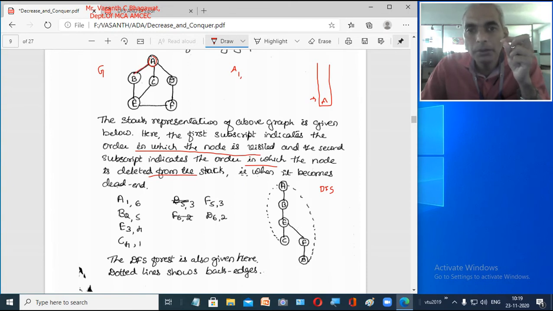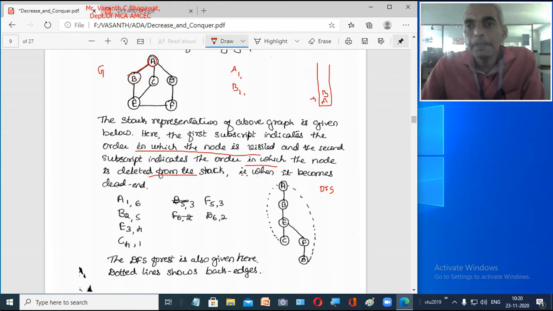Since you are visiting B, B should be marked as visited. So we push B into our stack. In the stack, we are going to push the element B. B is the second node which you have visited, so we will write B, and in subscript I will write the order, which is 2, because this is the second node you have visited. So you have visited B here.